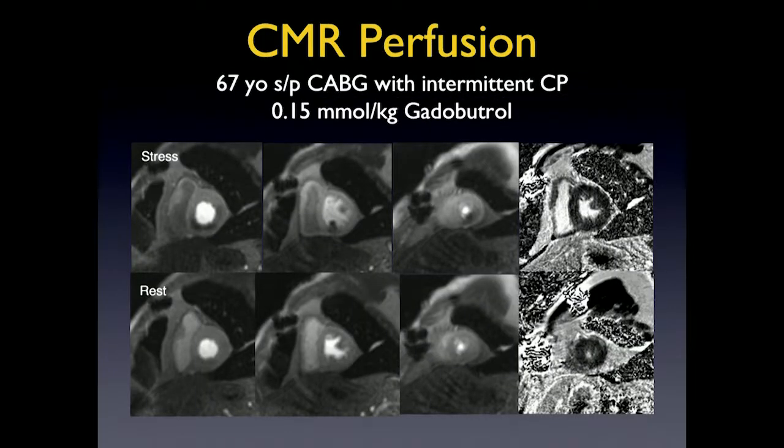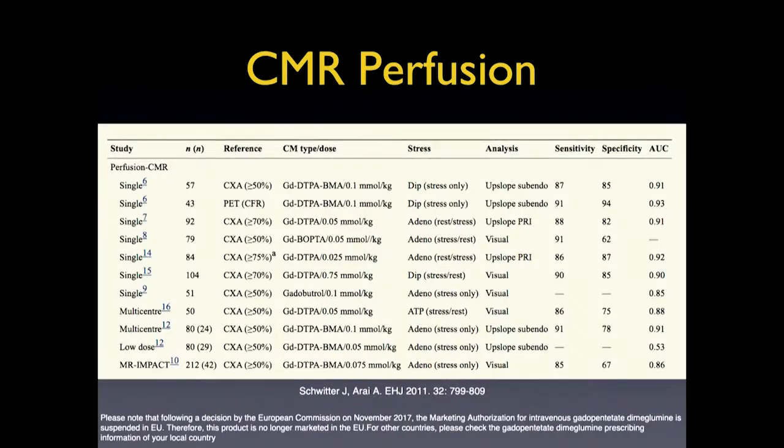This is what a CMR perfusion set of images look like. Stress images are on the top, rest images are on the bottom. This is a study from our institution, and you can see here a defect in the inferior wall of the heart, very clearly seen on the stress images, which goes away at rest, and there's no scar imaging on the late gadolinium enhancement images. So this is a positive stress protocol, likely with ischemia in the right coronary artery territory, and this is with a dose of 0.15 millimoles per kilogram of gadabutrol.